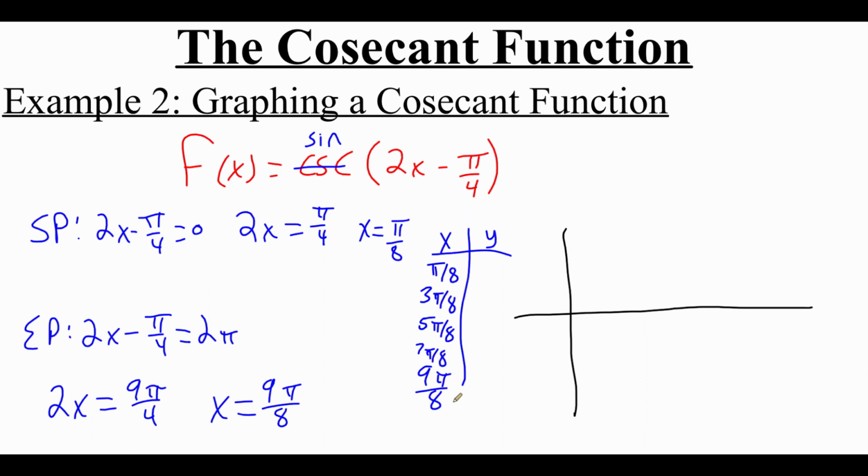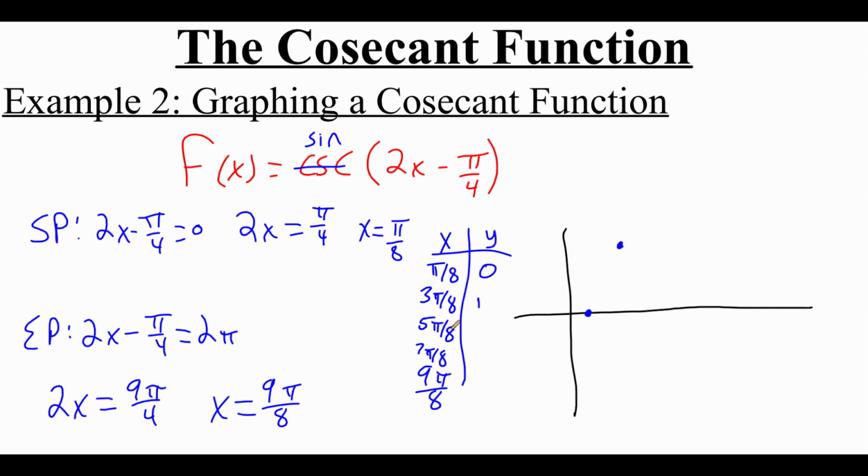Now I have to take these x values and start plugging them into my function. So first thing I want to do is plug in the pi over 8. Pi over 8 times 2 is pi over 4. Minus pi over 4 is 0, and the sine of 0 is 0. So at pi over 8, I'm at 0. I'm going to approximate that to be about right there. So then I plug in 3 pi over 8. 3 pi over 8 times 2 is 3 pi over 4. Minus pi over 4 is 2 pi over 4, but that reduces down to just pi over 2. And then the sine of pi over 2 is 1.